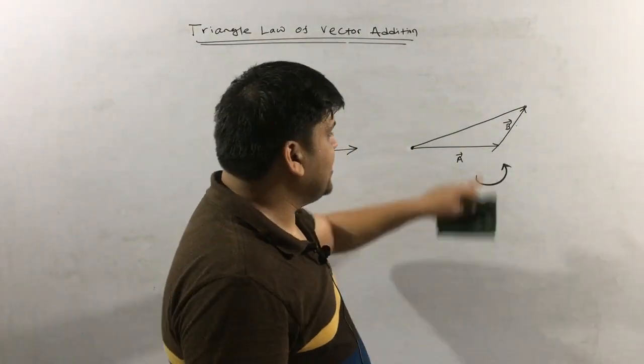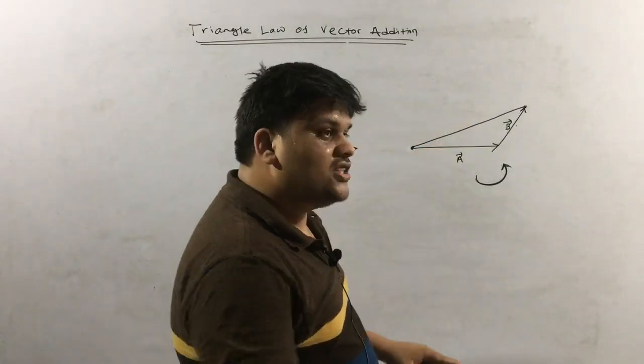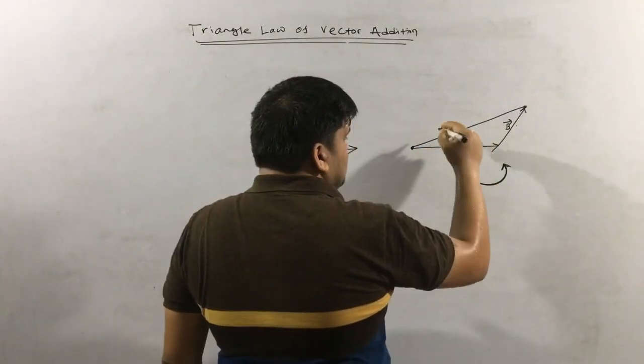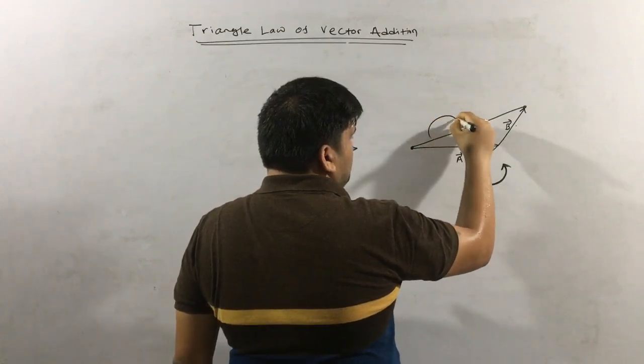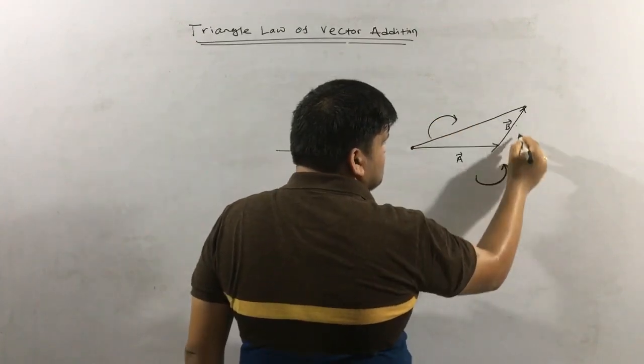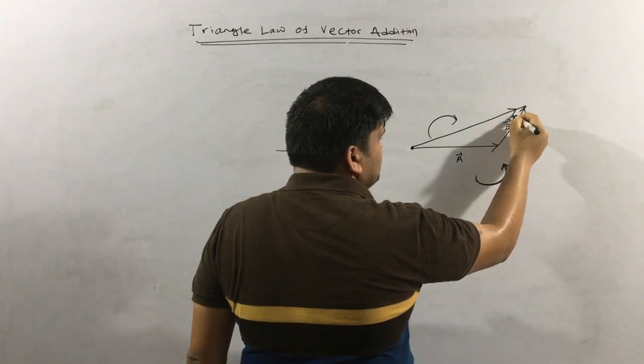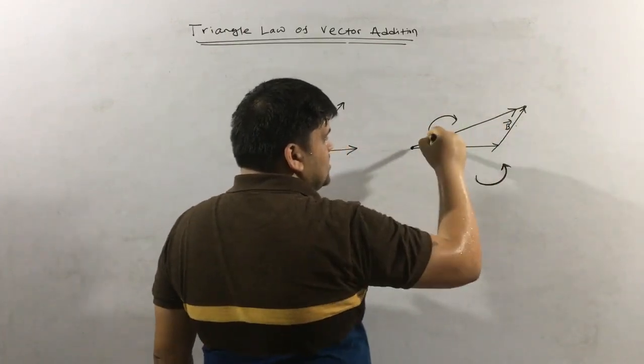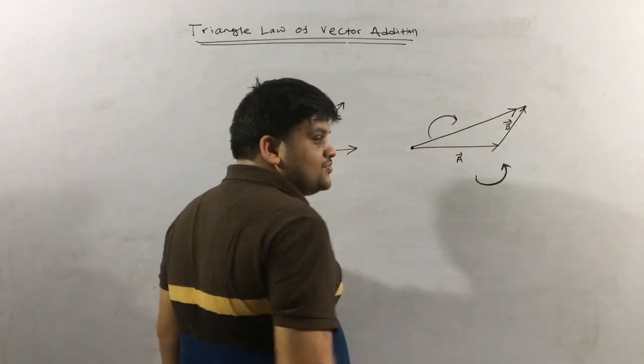Now give the direction of this line in the opposite order. If this is anti-clockwise, give the opposite order. Means like this means the direction must be here. If it is moving like this, you have to give the opposite direction.